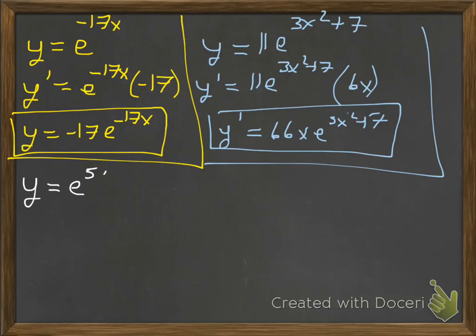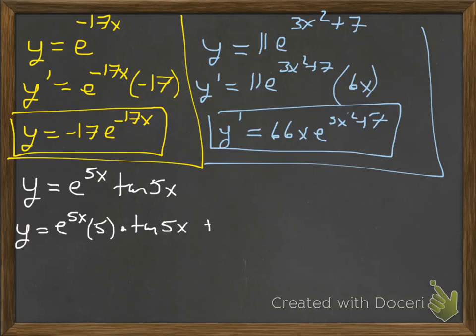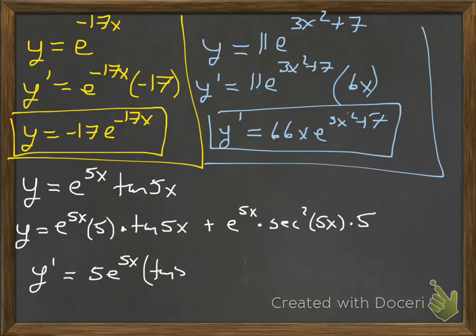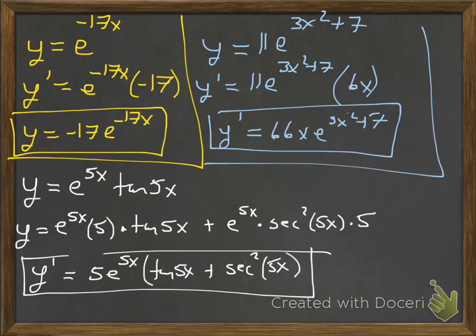Alright, let's do another one. Y equals e to the 5x times the tan of 5x. So we're going to have product and quotient rule going on. So derivative of e to the 5x is e to the 5x times 5, and times the second function of tan of 5x, plus the first function, which is e to the 5x, times the derivative of tan, which is secant squared of 5x, and then chain rule times 5. We can factor out a 5 and an e to the 5x. What's left is tan of 5x plus secant squared of 5x. Okay, so not too bad at all.